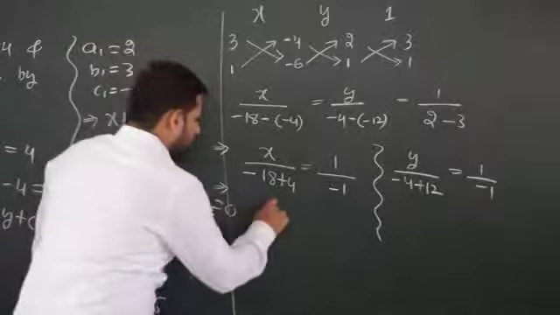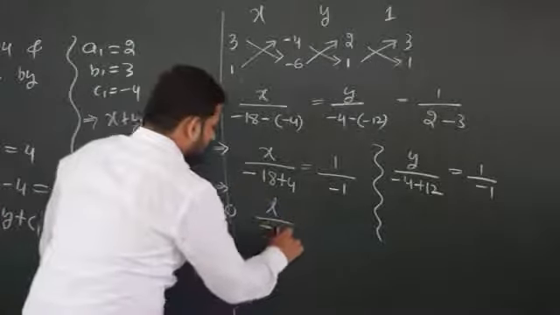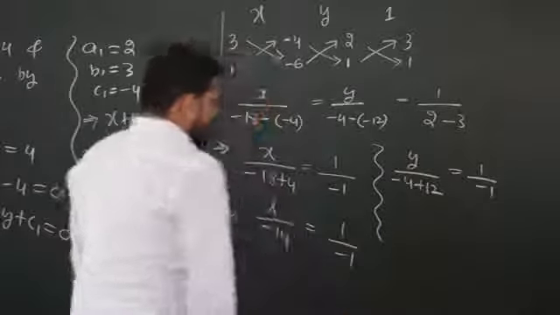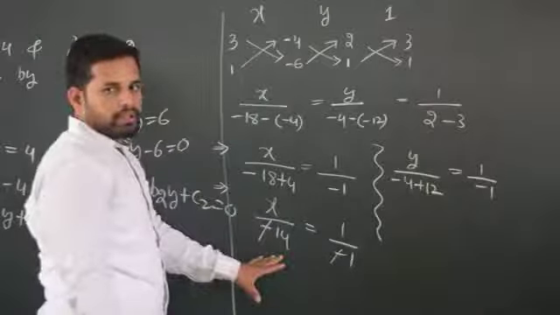Alright. Then I am going to have x divided by, what is this? Minus 18 plus 4 means it is going to be minus 14. And that is equal to 1 divided by minus 1. This minus and minus get cancelled. No, this much you should be knowing if you have reached 10th standard.